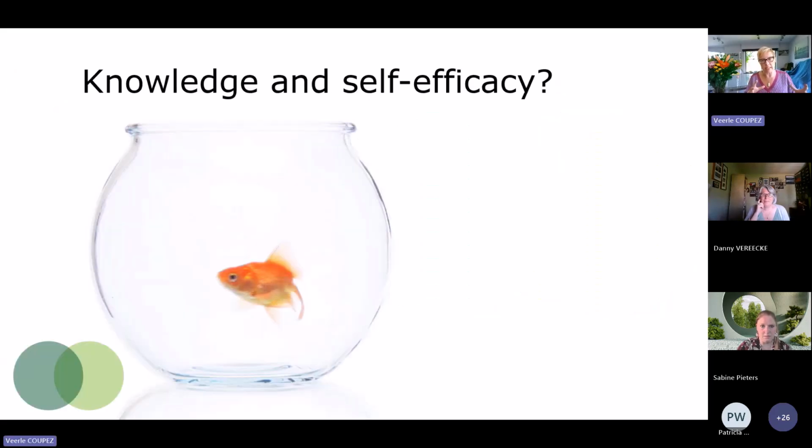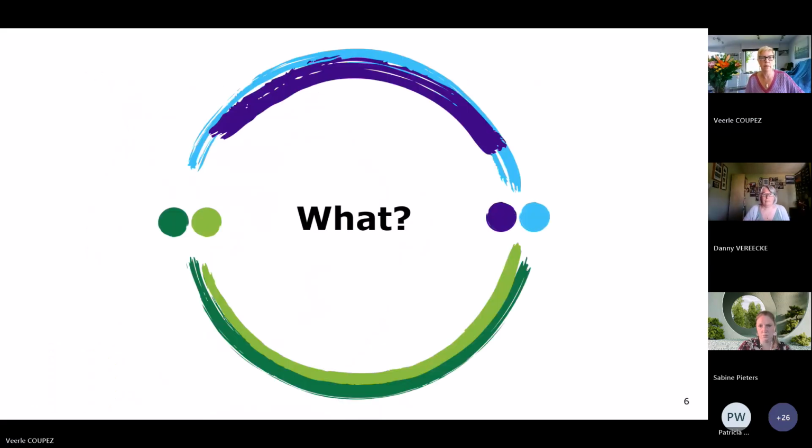So self-efficacy, that's the feeling that really helps us to get out of our comfort zone and to help us grow and to bring things really into the practice.